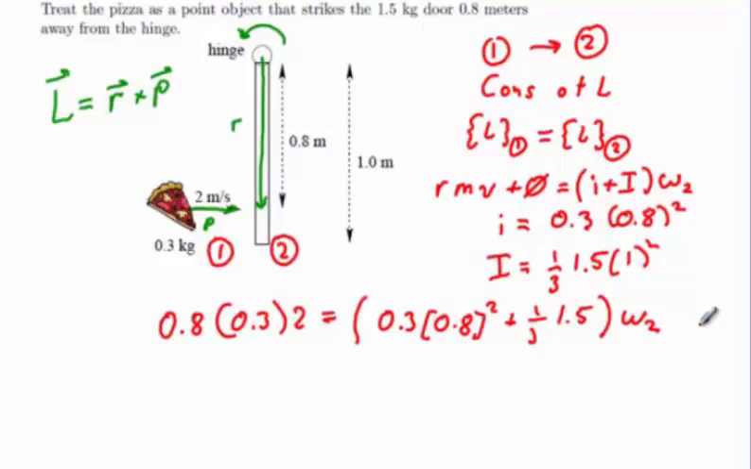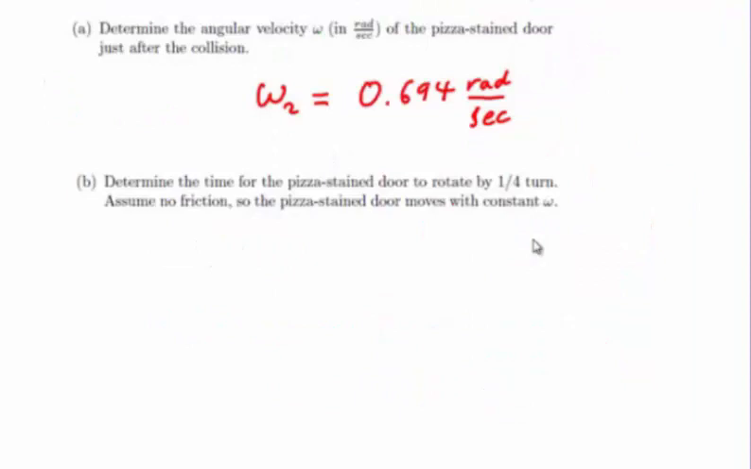Here, the radius times mass times velocity term on the left-hand side of the equation is entirely in MKS units: meters, kilograms, and meters per second for the velocity. This means that the right-hand side must also be in MKS units. Our moment of inertia is clearly in kilogram meter squared, and this implies that the omega of this equation must be in rad per second, which are the proper MKS units for an angular velocity. We can then solve for the angular velocity omega 2 to get the result 0.694 rad per second, which is the answer to part A of our question.